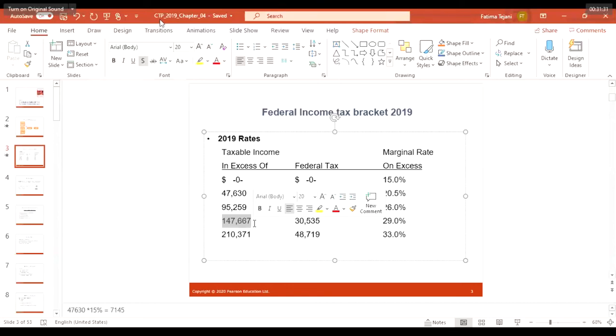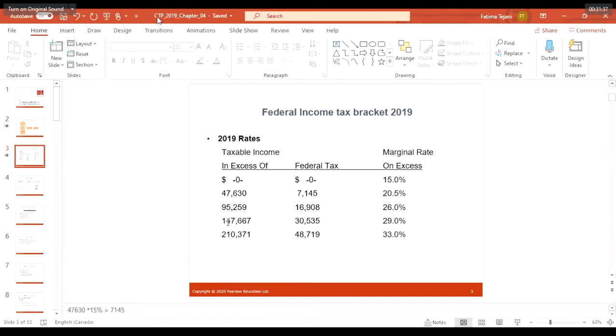Doing that, guys, if you can do it, I give you 2 minutes. So I will just give you a hint. If your taxable income is 147,667, how much federal tax will you be liable to pay?